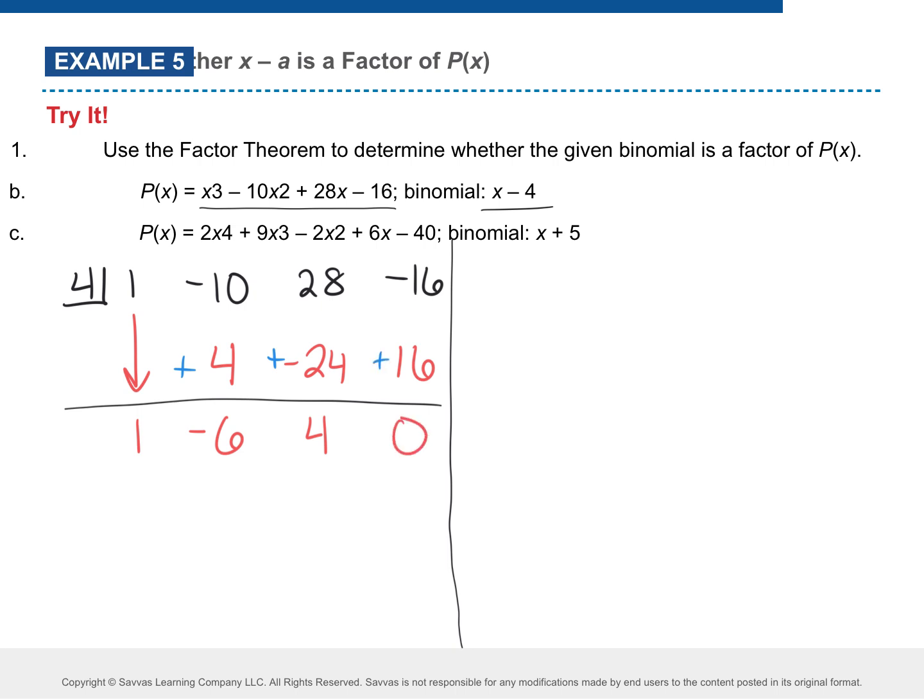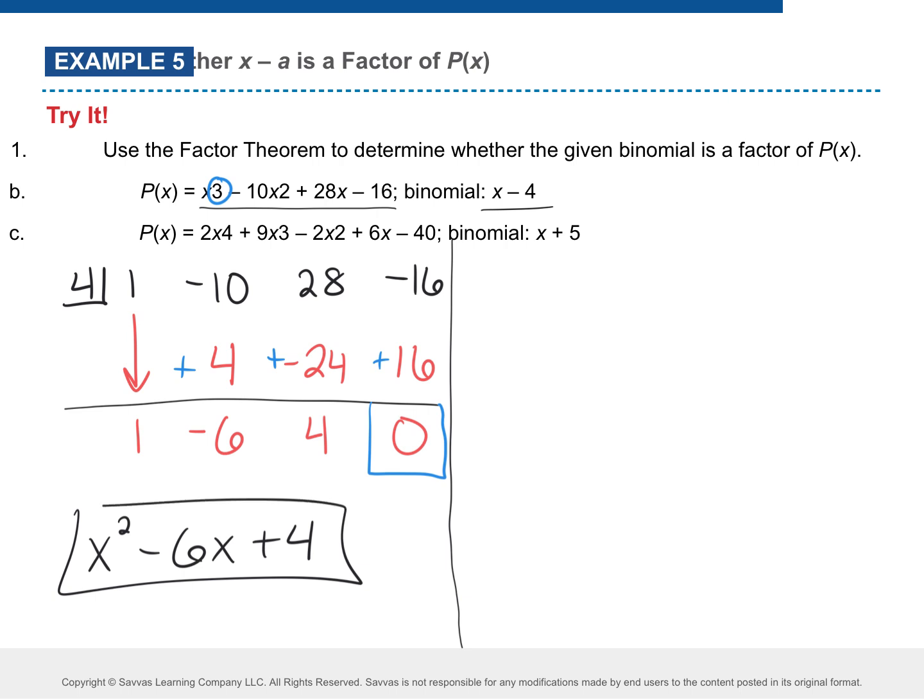What do I want you to do? Box the 0. Why is it nice when we have 0? Because that means there's no remainder. Can I leave my answer like this? No, I have to write my answer. What was my degree at the beginning? 3, so my degree for this should be 2. So what's my answer? X squared minus 6x plus 4. And then we don't have a remainder, so we don't need to worry about a fraction at the end. If we put 0 over x minus 4, is it wrong? What is 0 divided by anything? 0. So that's why we wouldn't need that.